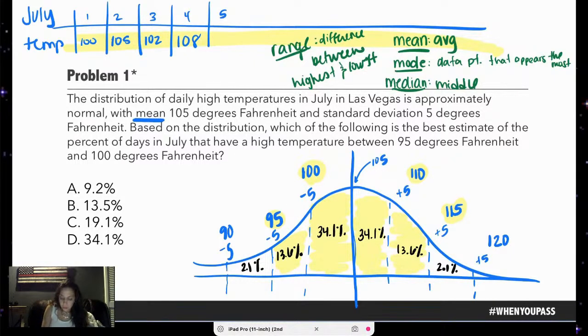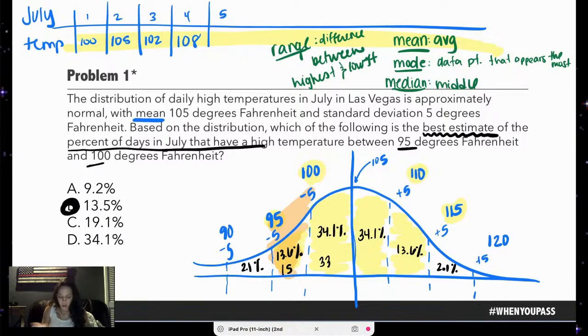Now, if you memorized a graph that said that this was like 33 and this was 15, let's pretend, it wouldn't be a big deal because let's look at the question. Based on the distribution, which of the following is the best estimate, the closest, of the percent of days in July that have a high temperature between 95 and 100? Well, 95 and 100 is going to be right here, this section right here. And my graph says 13.6.